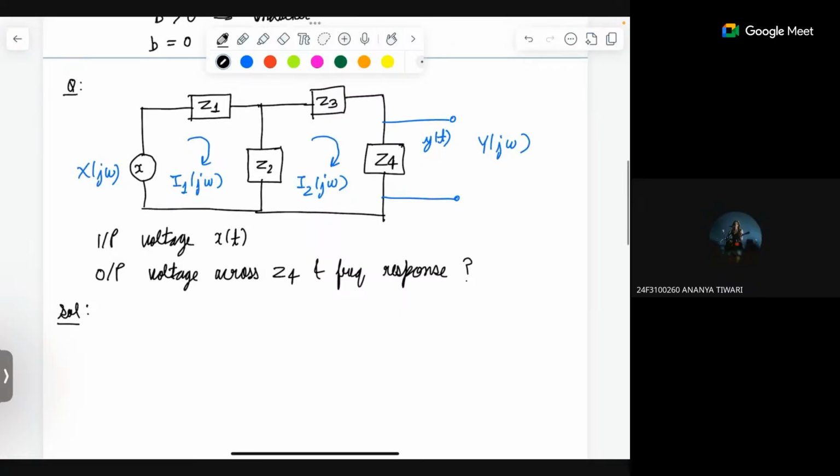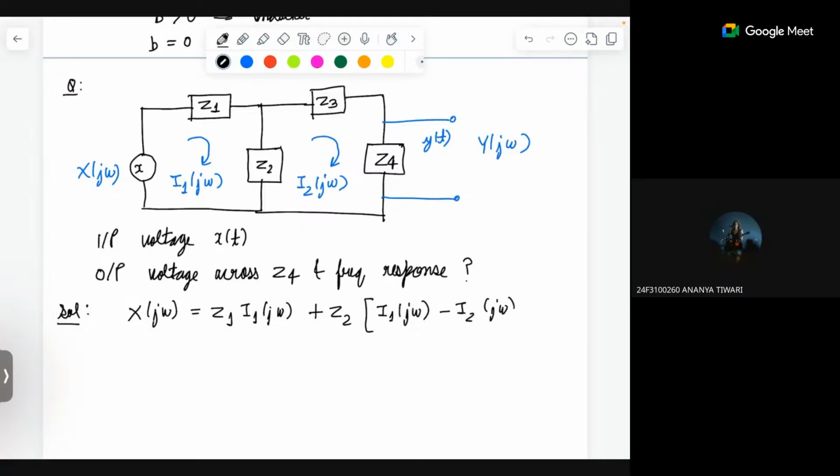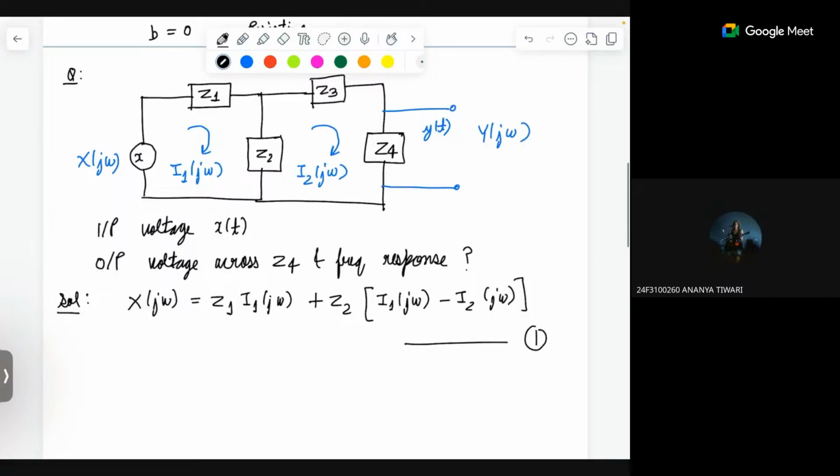So let us consider this first loop, this one. Applying KVL, X of j omega is equal to Z1 I1 j omega plus Z2. Across Z2, there are two currents in different directions. So we will take I1 minus I2 because we are in loop 1. I1 j omega minus I2 j omega. So this is what we get for the first loop. This is equation number 1.